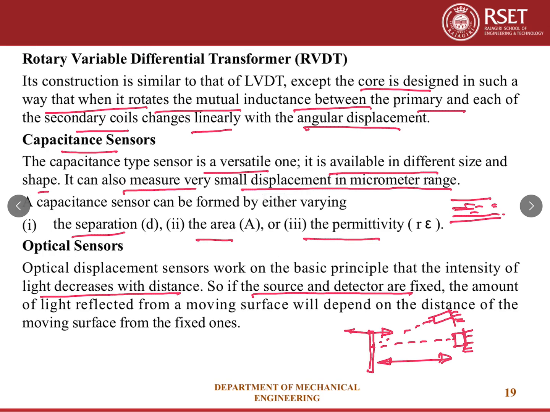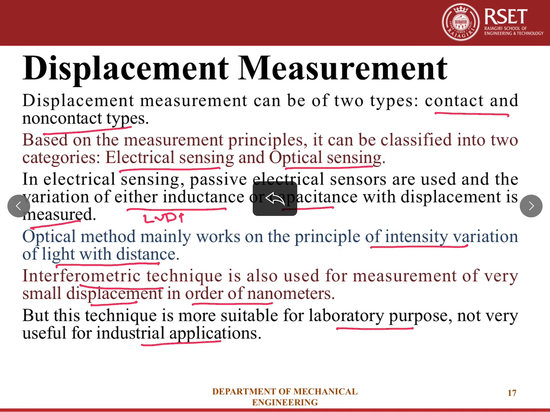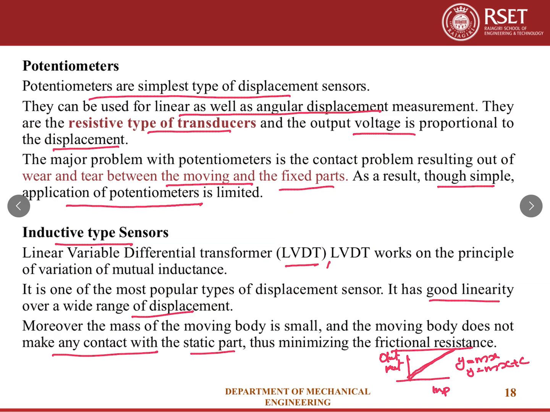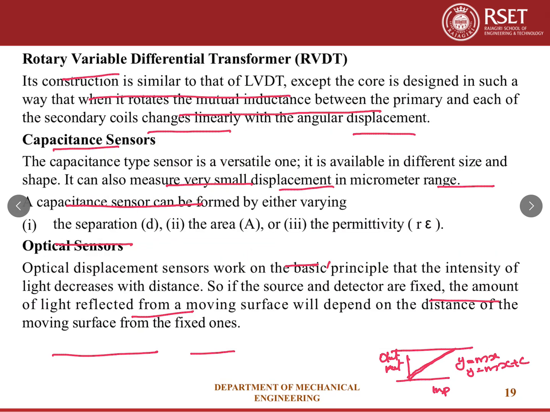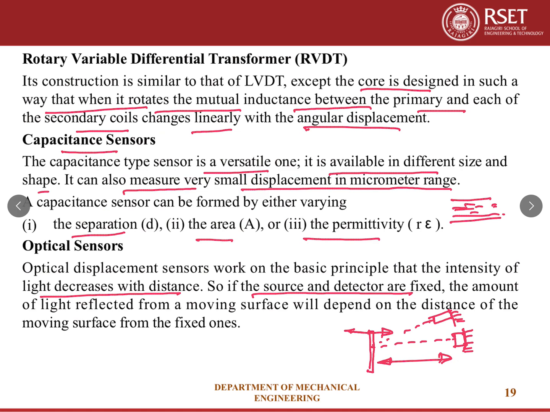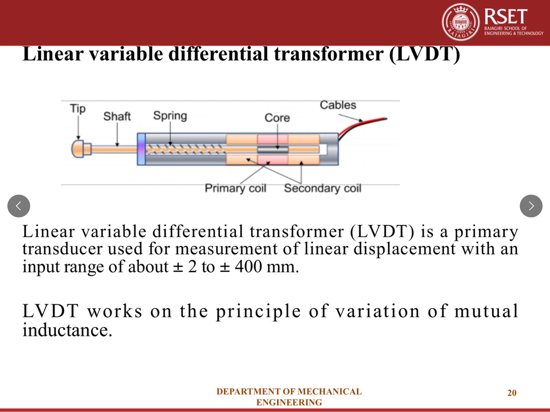So we have seen different displacement sensors: potentiometric sensors, inductive sensors, for example LVDT, the rotary variable differential transformer RVDT, and capacitive sensors, where the capacitance varies with the distance, medium or area. And optical sensors, based on the intensity variation with distance.